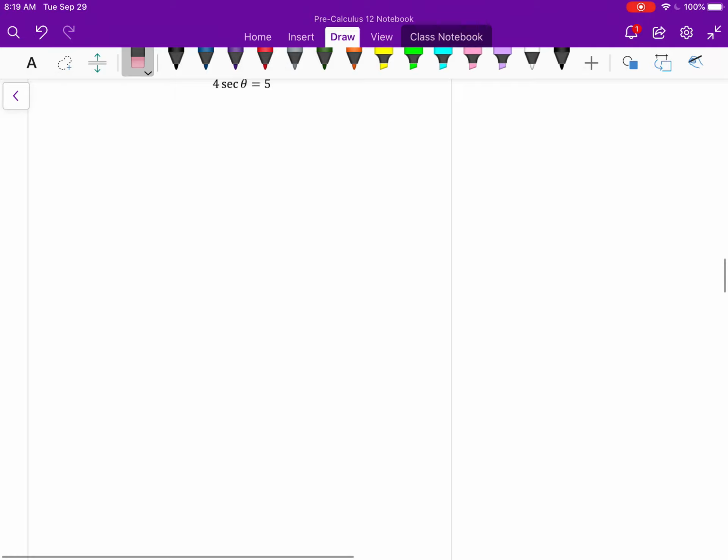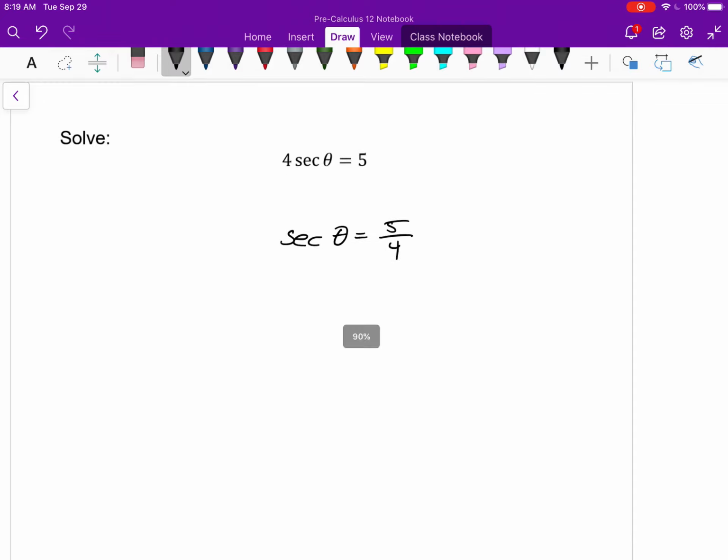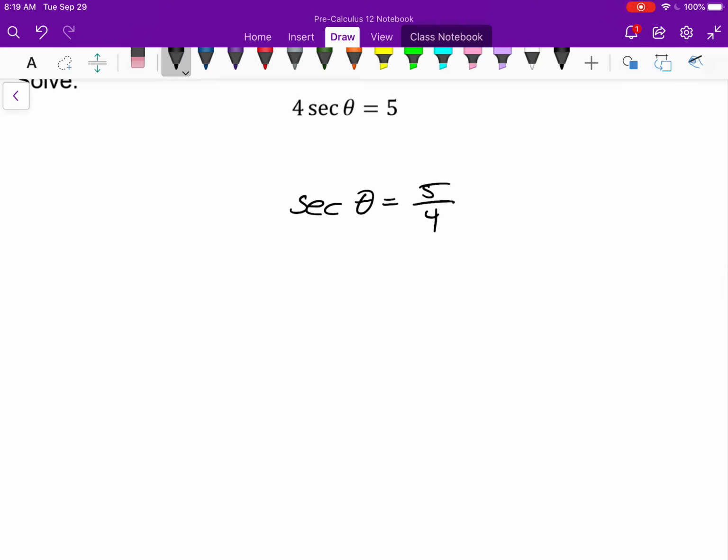Okay, let's try this one. No restriction. Okay, so there's no restriction. Again, I'm going to have an infinite number of answers or no answers. So let's divide by 4. I get secant of theta equals 5/4. Okay, so now it's secant. I'd rather deal with one of the primary trigonometric functions. And all I have to remember is, okay, secant is the reciprocal of cosine. So I can change this to cosine theta if I just find the reciprocal of 5/4.